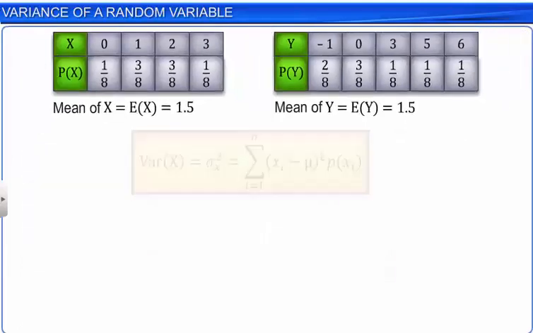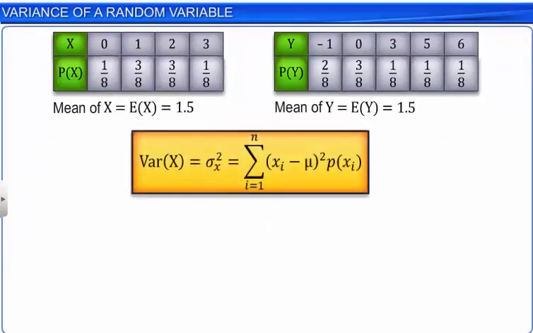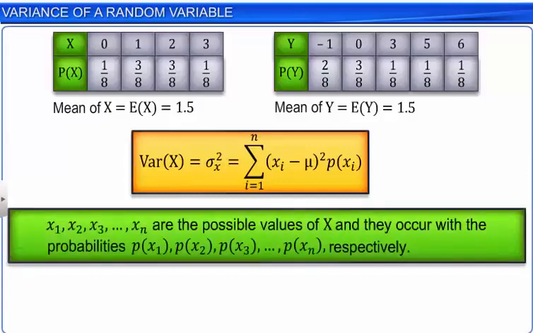In a probability distribution of random variable x, the variance of x is given by the formula sigma x squared, which is equal to the summation of (xi minus mu) whole squared multiplied by p of xi, where i is running from 1 to n, and x1, x2, x3, and so on till xn are the possible values of x, and they occur with the probabilities p of x1, p of x2, p of x3, and so on till p of xn respectively. Mu is the expectation of x or mean of x.